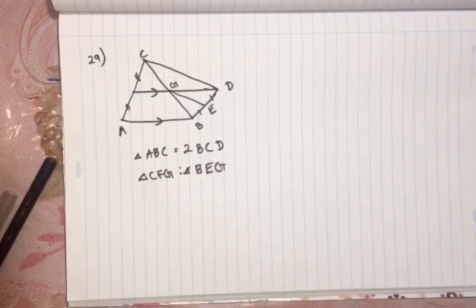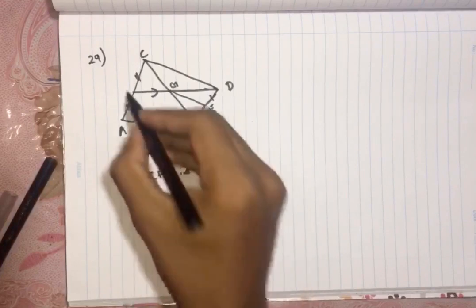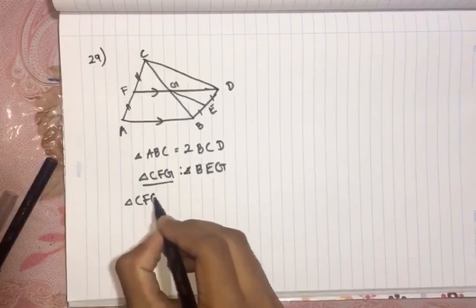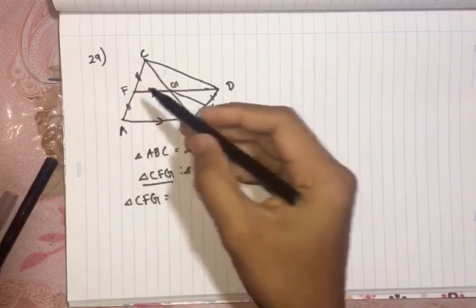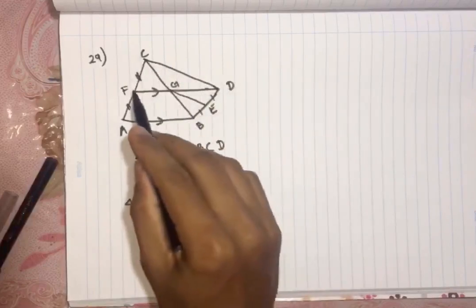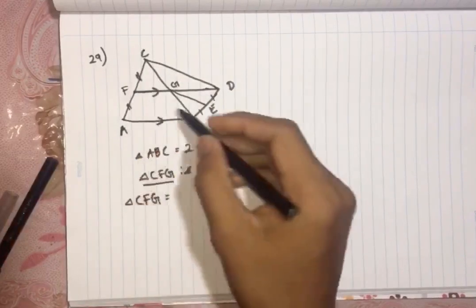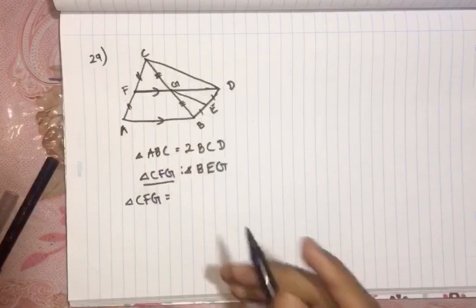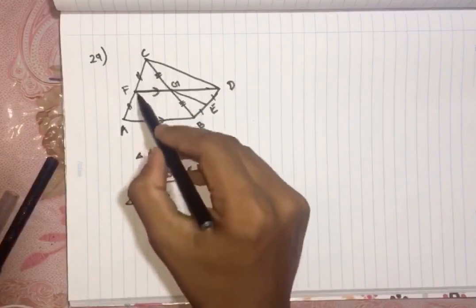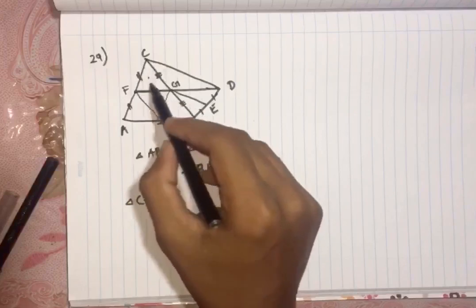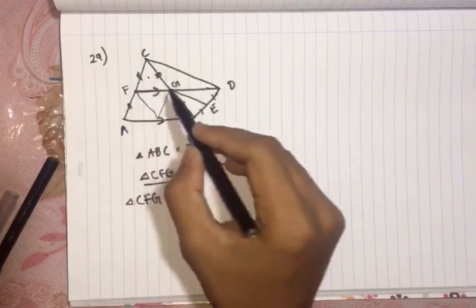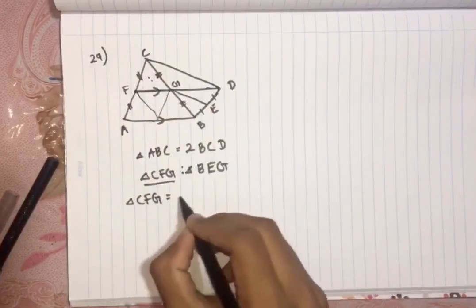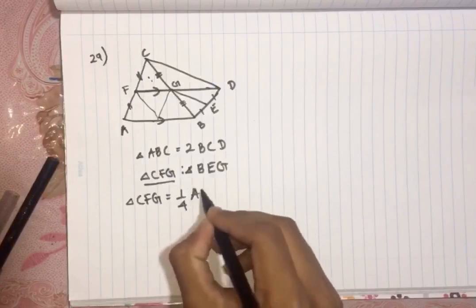Now first of all, let us take CFG. Now you can build a relationship. CFG is equal to, now take this triangle. If you consider this triangle, this is the midpoint, also this is parallel to this. Therefore these two are also equal. Therefore you can say the area of the triangle CFG is equal to 1/4 of this whole triangle. Therefore you can say CFG is equal to 1/4 of ABC.